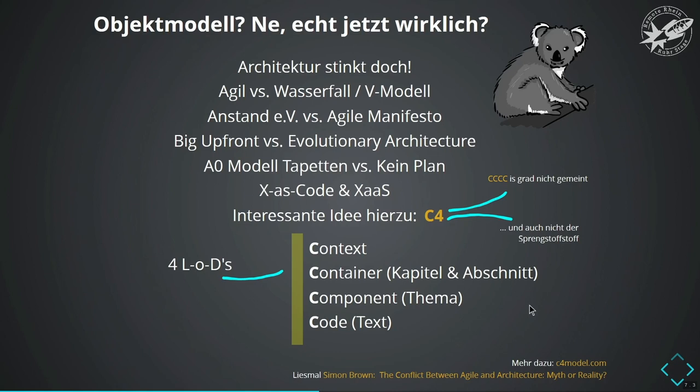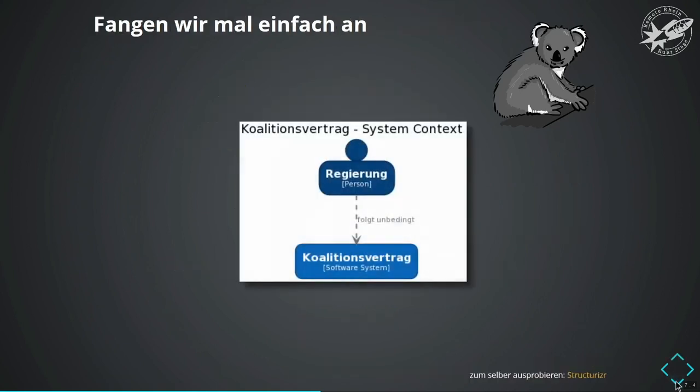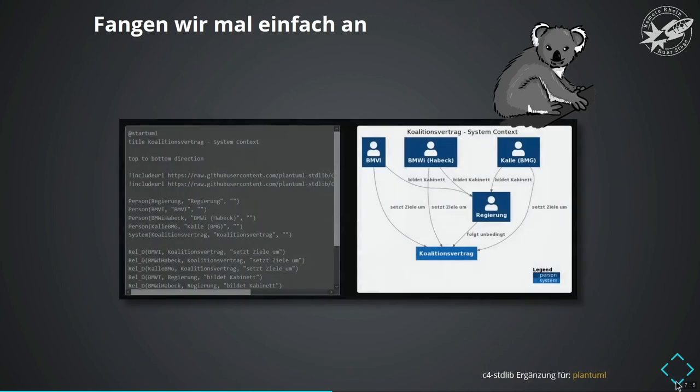And all right, so what do we do with this now? Context, for instance. So we could start like this, a very simple diagram. So that's a completely minimalist C4 model on the system context level. We have the government, we have the coalition agreement, we have a relation between them, which is the government follows, of course, unconditionally the coalition agreement. And we could split this up further. The government consists of ministries, of course, the coalition agreement consists of chapters, and then there's some relationships between them. And I blow this up a little bit.